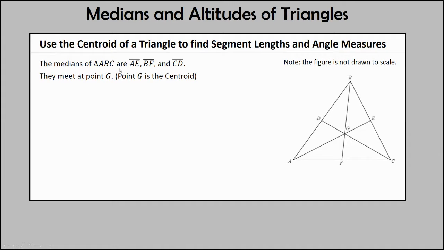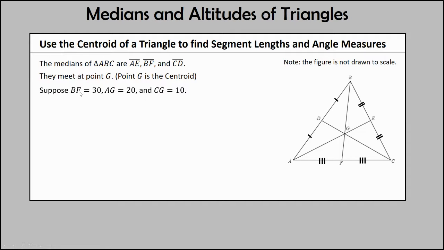So again, they tell me that I have a centroid. G is the centroid. If I know G is the centroid, then I know D is the midpoint on this side, E is the midpoint on this side, F is the midpoint on this side. And we know then C to G is twice as long as G to D, A to G is twice as long as G to E, B to G is twice as long as G to F. I'm going to use that information.